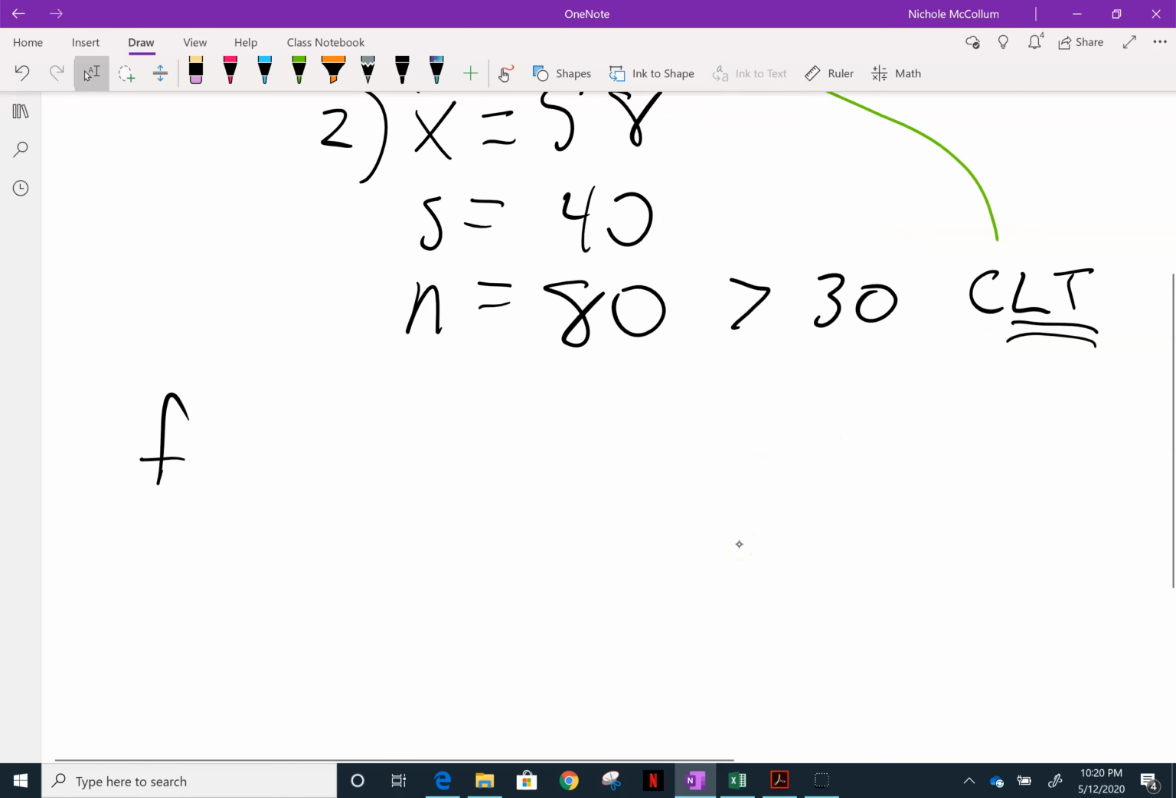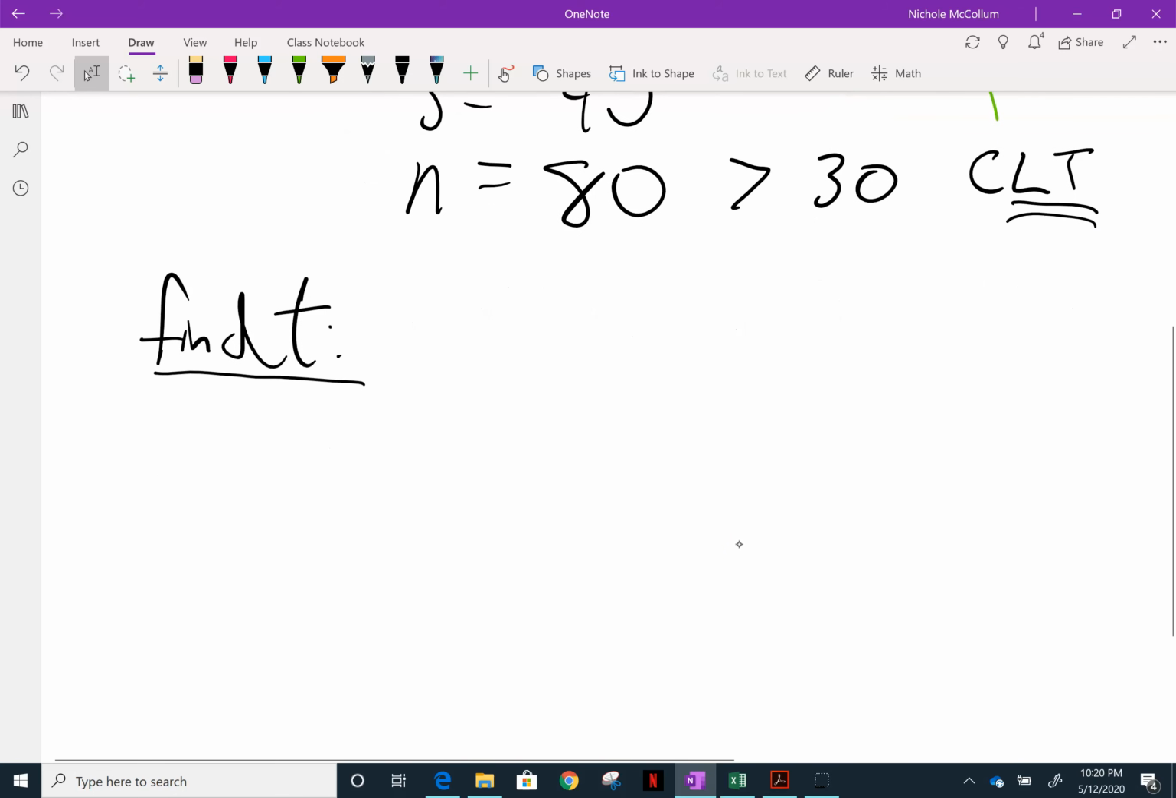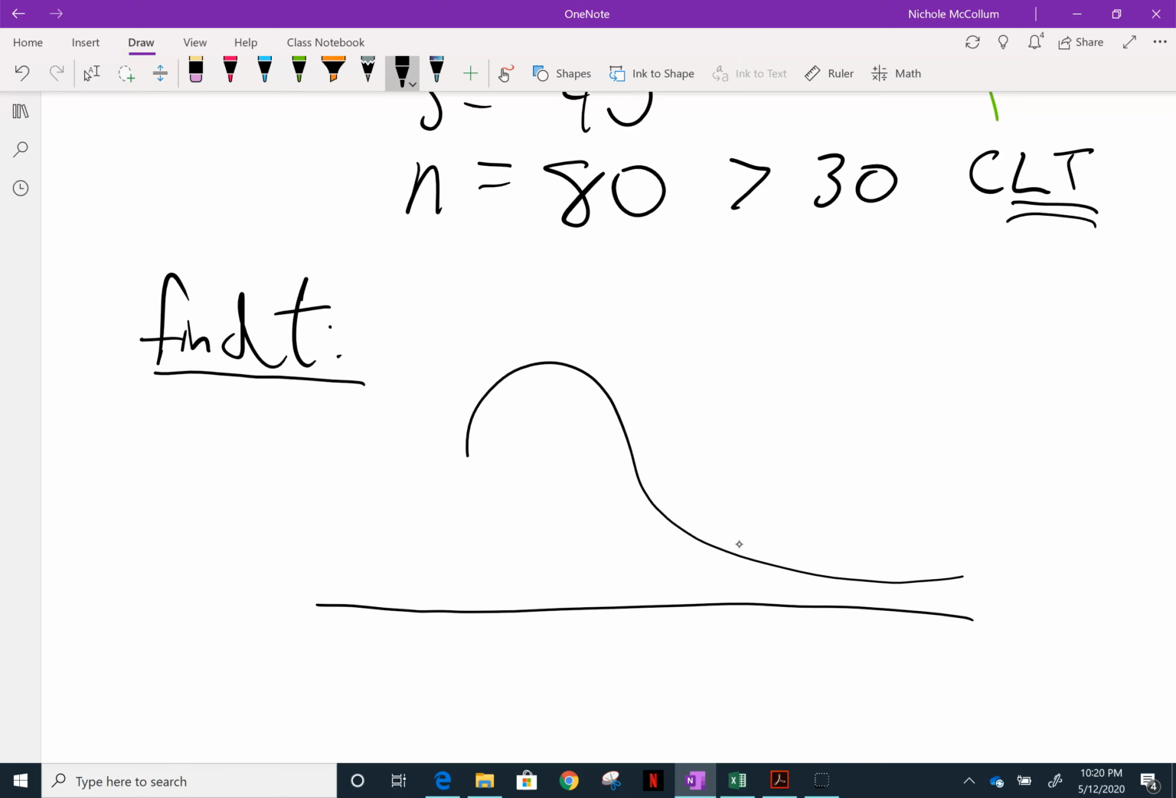So how does one find T? That's a darn good question. The answer is pretty simple. You build the T distribution. So here's the T distribution. Now you've got to be careful. There are many, many T distributions. See, there's only one Z distribution, a perfect distribution. But there are many, many, infinitely many T distributions.